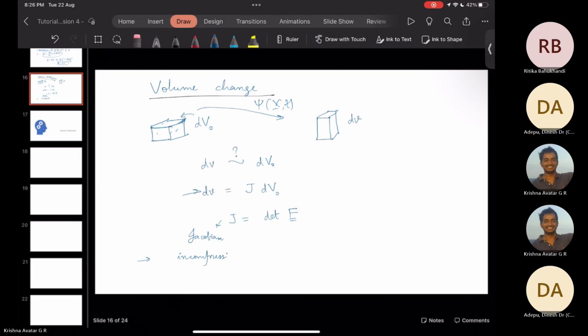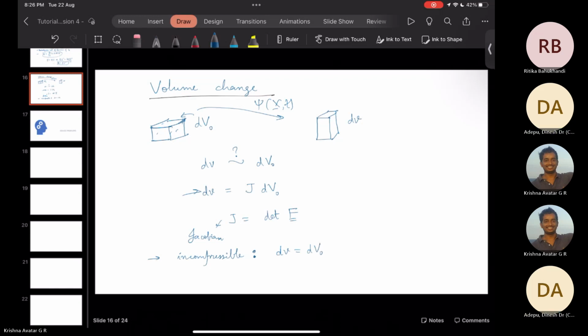So I'm sure some of us may have come across this. When do you say that a material is incompressible? Density stays constant. Yeah, actually it follows from the volume remaining constant. It's actually the other way around. So we first say that the volume remains constant.